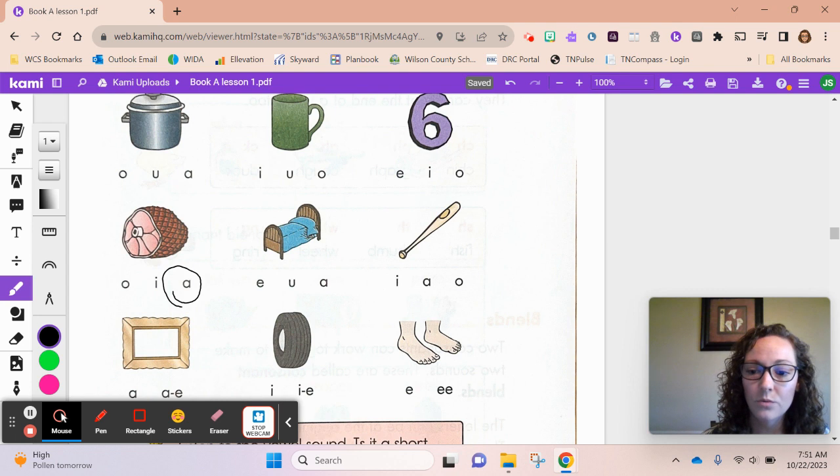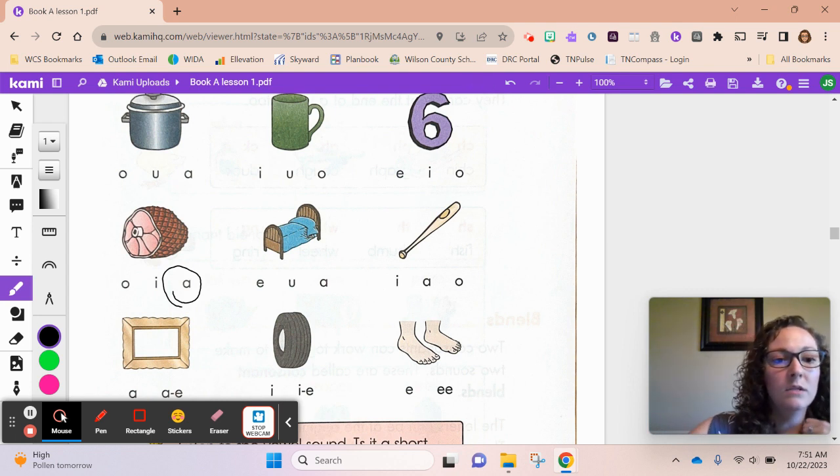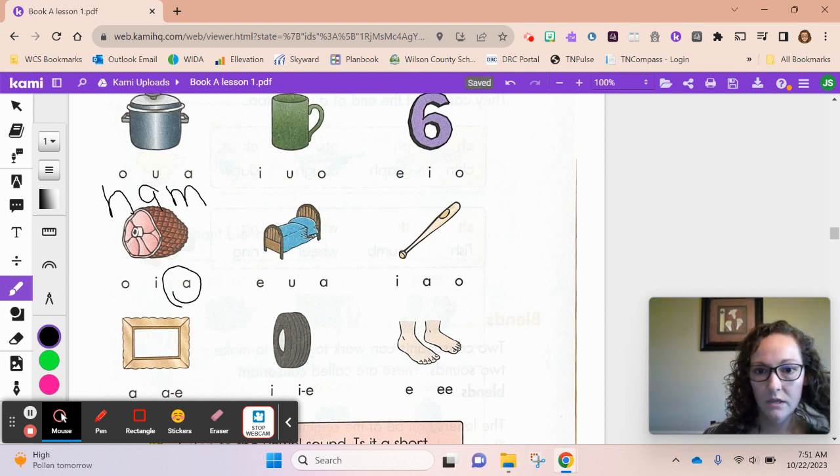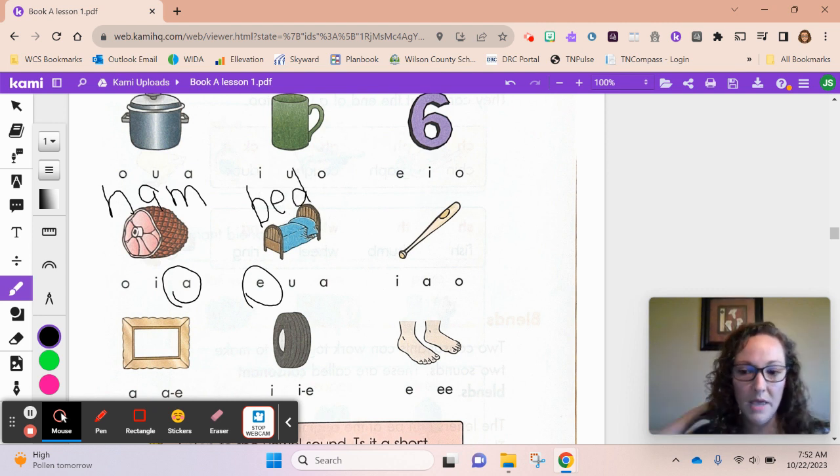And I also want you to write, just like we did the first three pictures, I want you to write the picture. This one is H-A-M. All right. This picture is a bed. B-E-D. You should have circled E. And I want you to write B-E-D. Bed.